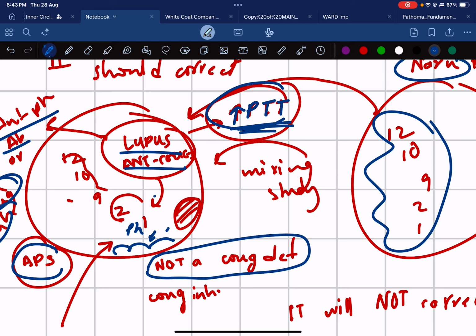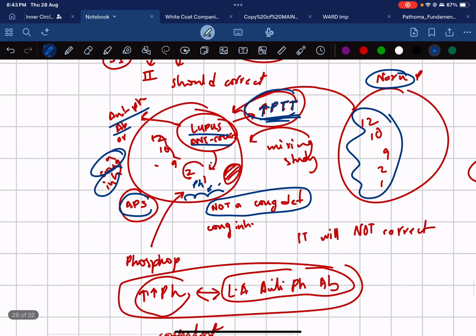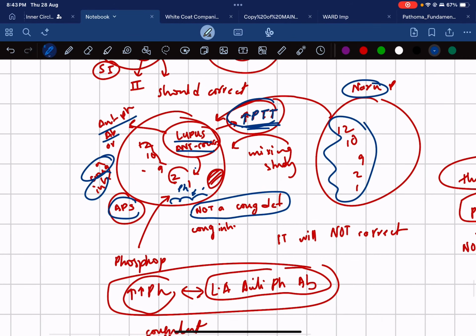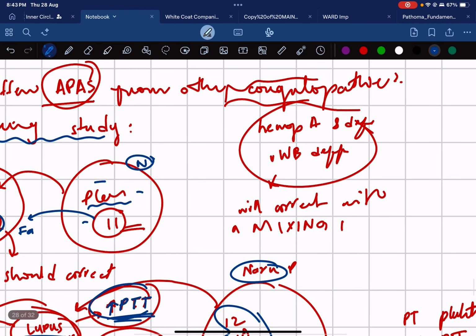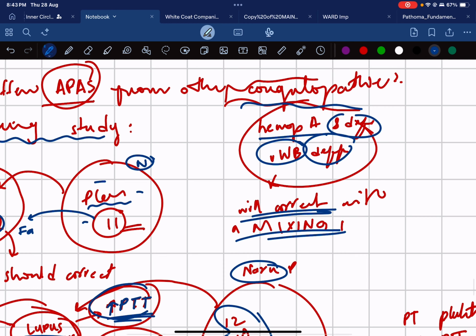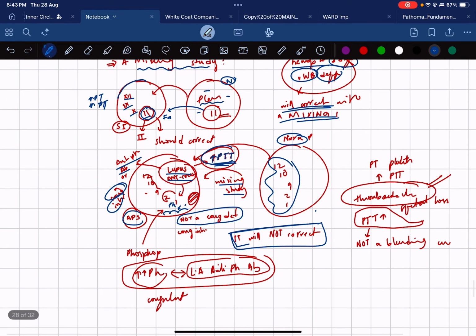Okay, so the result of a mixing study, when we do it with a patient with antiphospholipid antibody syndrome, is that it will not correct. Whereas if we do it with any other coagulopathy, hemophilia A with a factor 8 deficiency, or von Willebrand disease with the von Willebrand factor deficiency, it will correct with a mixing study. So those are the differences between the two, right?